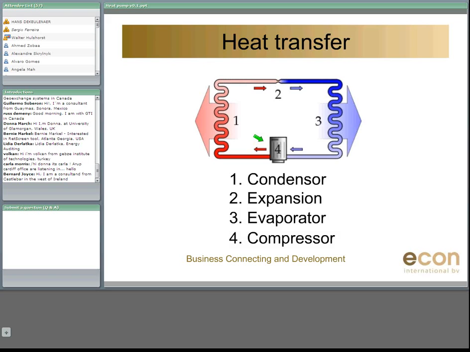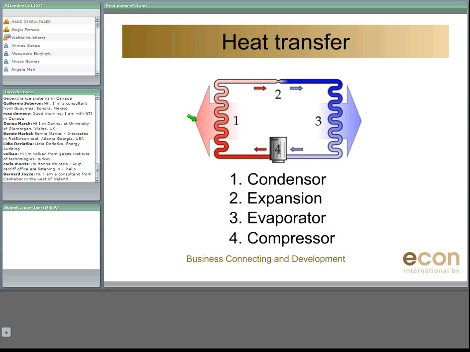Heat pumps transfer heat by circulating a substance called refrigerant through a cycle of evaporation and condensation. In one coil, the refrigerant is evaporated at low pressure and absorbs heat from its surroundings. In this case, it's the coil on this side, number 3. The refrigerant is then compressed by the compressor over there, and condenses over here in the condenser coil to a higher temperature. At this point it releases the heat which it had absorbed on this side and transferred to this side.